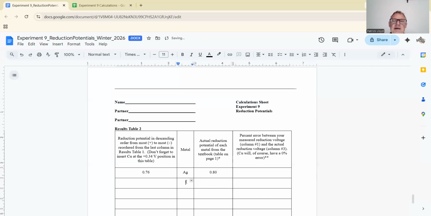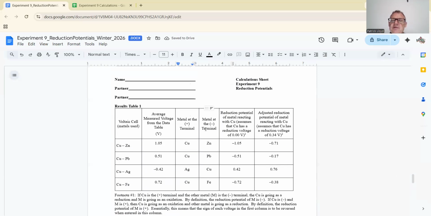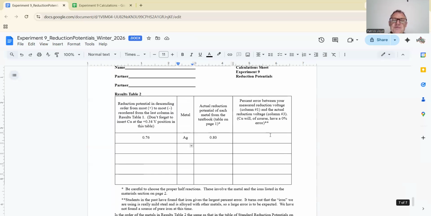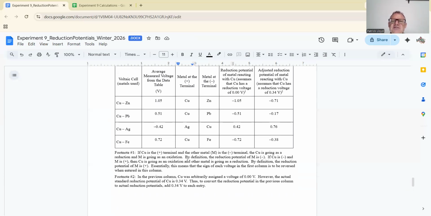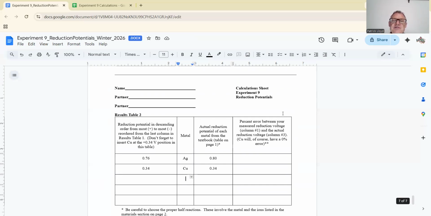Okay. Next one, next most positive one. Well, these are negatives here, right? So that means it must be the copper at 0.34. So we'll put in copper here, 0.34. The actual value is 0.34. So this one's kind of a fake one. We can't really say we did a good job on that one because we actually listed it at the actual value. So then we come back over here. The next most positive appears to be this one right here, lead at negative 0.17.